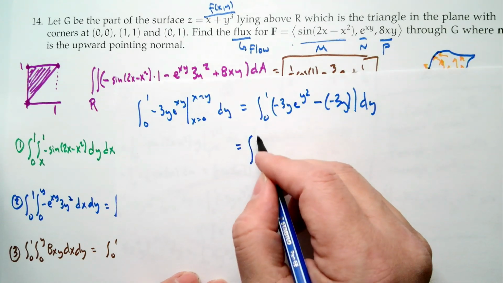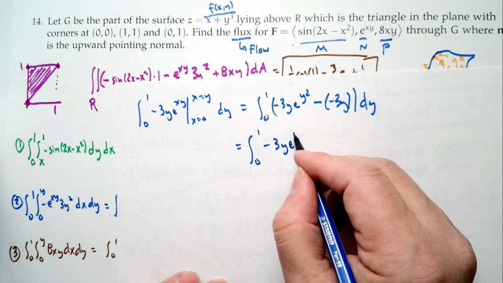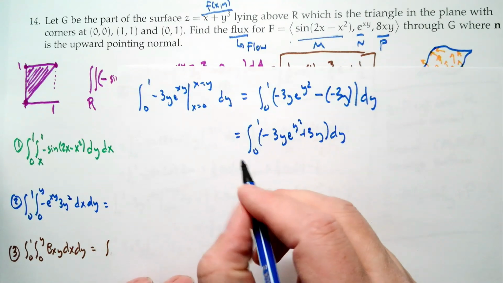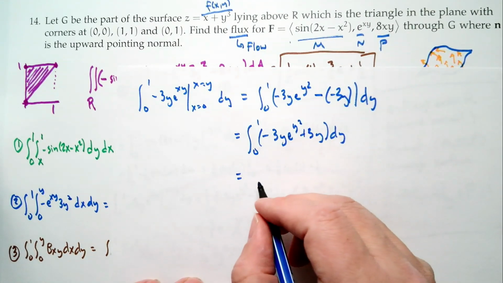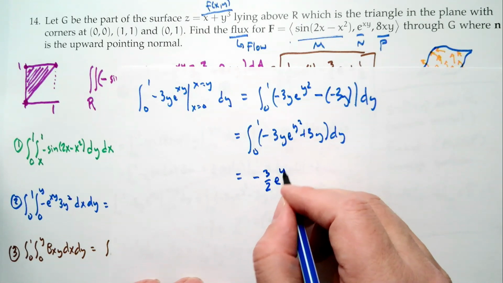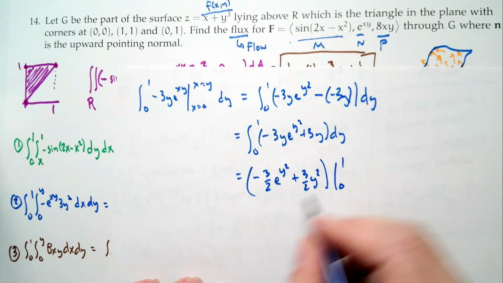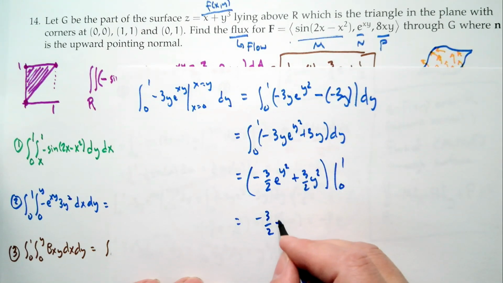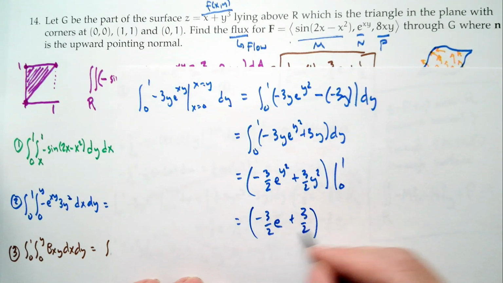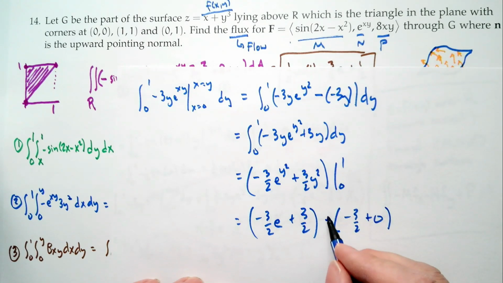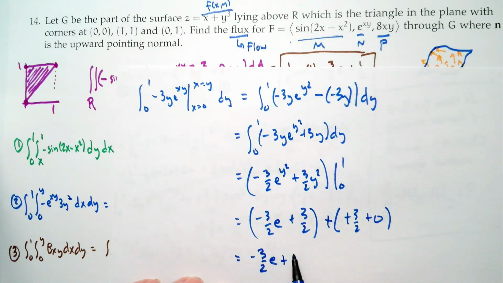So you work it out. The rest of it's the same way. So minus 3y e to the y squared plus 3y dy, which becomes, well, you integrate this. That'll be minus 3 halves e to the y squared. This is plus 3 halves y squared. And we evaluate from 0 to 1. And so we get minus 3 halves e plus 3 halves. And we're going to subtract, plug in 0, minus 3 halves plus 0. And minus minus makes plus. And in particular, these don't cancel, they combine. So you end up with minus 3 halves e plus 3.